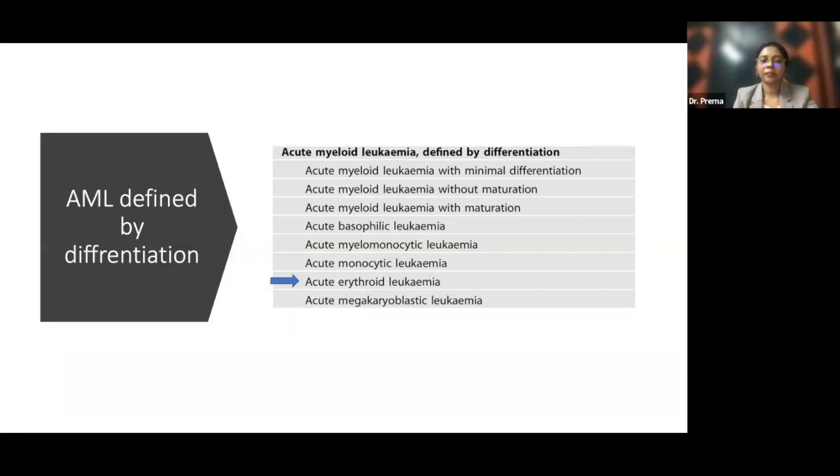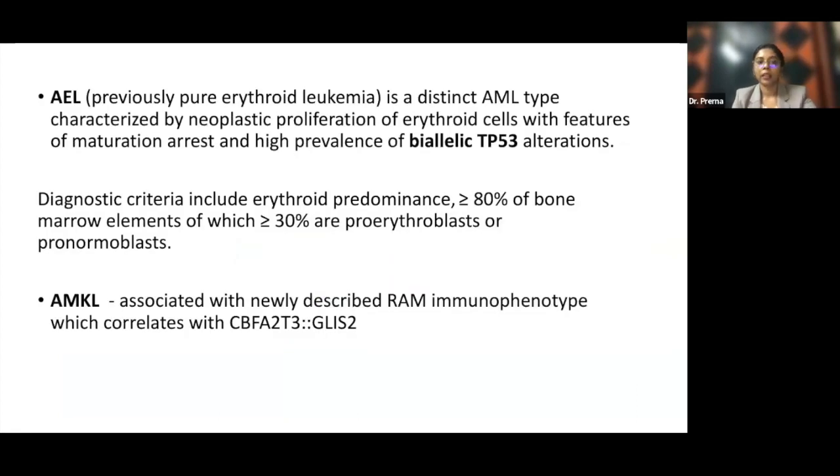Coming to AML defined by differentiation, we are all very much aware of this classification. The new thing introduced here is, firstly, AML NOS has been removed from the classification. Second, acute erythroid leukemia is renamed. Earlier it was pure erythroid leukemia, now it's AEL, and it is a distinct AML type characterized by neoplastic proliferation of erythroid cells with features of maturation arrest and a high prevalence of biallelic TP53 alteration.